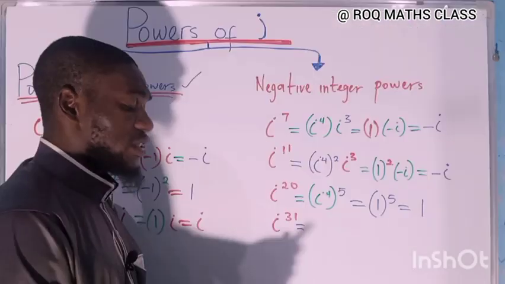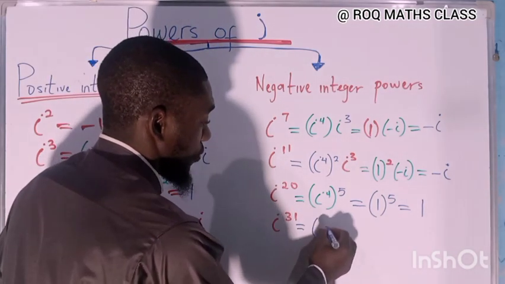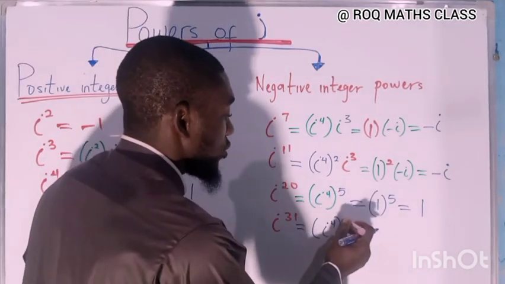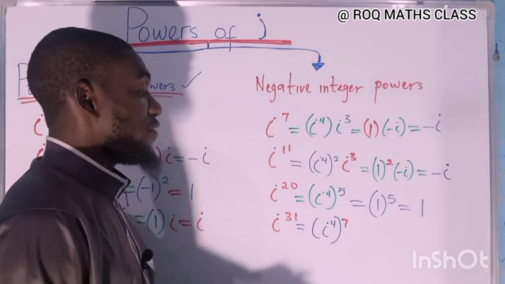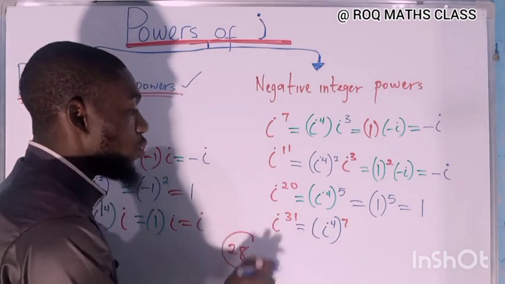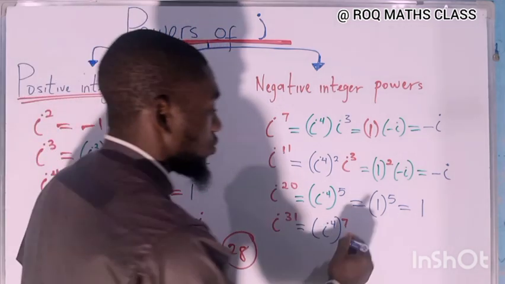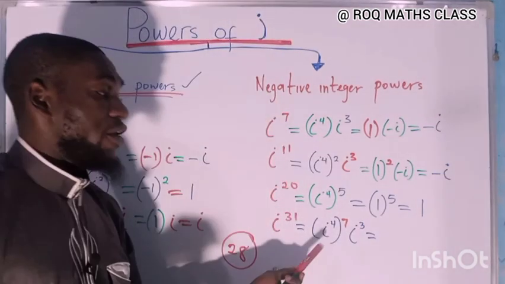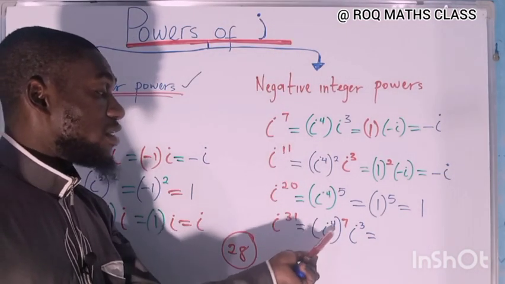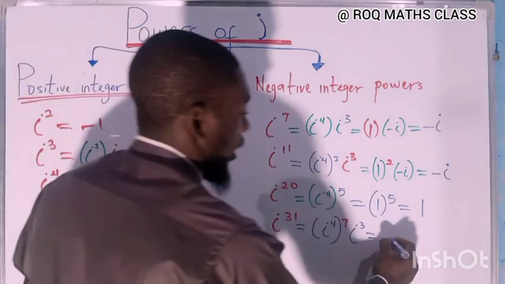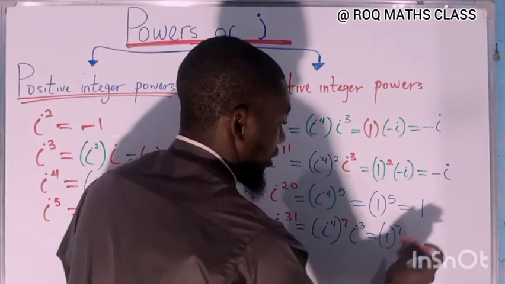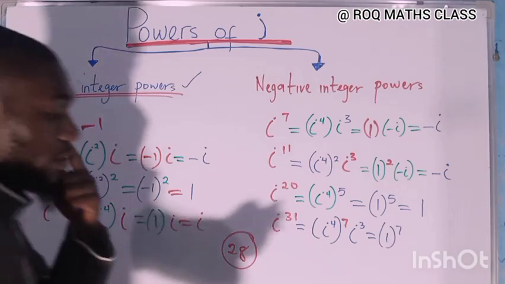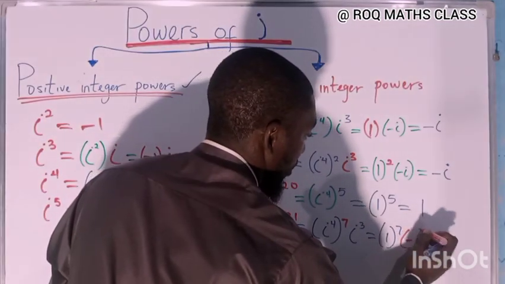And the last one, the power of 31, can be written as iota raised to the power of 4 into the bracket of iota raised to the power of 4 raised to the power of 7, because 4 times 7 is the same thing as 28. Then how can I complete this to 31? I'm going to times iota raised to the power of 3. And I know that iota raised to the power of 4 is the same thing as 1. I have 1 raised to the power of 7 times iota raised to the power of 3, which is the same thing as minus iota. I have minus iota.